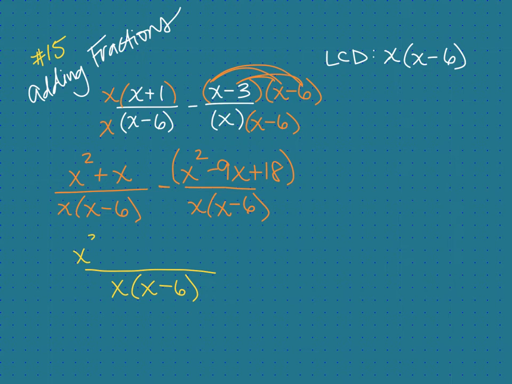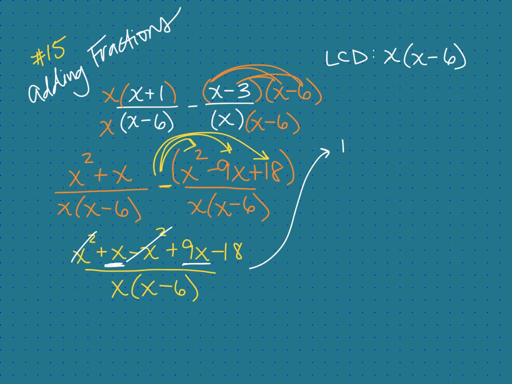So we'll have x squared plus x. Then this minus sign needs to be distributed through to all 3 terms. So minus x squared plus 9x minus 18. We can then see that the x squareds end up canceling. We can combine a 1x and a 9x, and we can write that over here. So we'll have 10x minus 18 all over x minus 6.